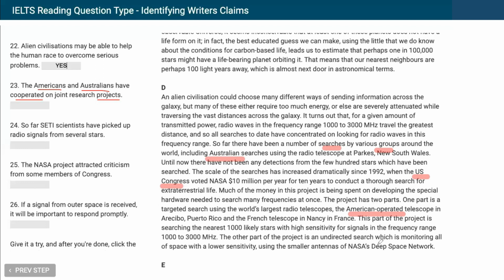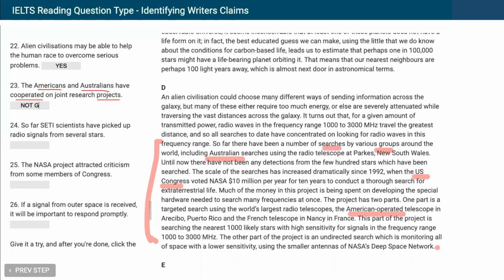And so it takes me to the end of this paragraph here, and all I know is that there are American-operated telescopes. Australia has its own efforts, but there isn't anything telling me that they've cooperated on joint research projects. And I know that this is the correct area. And again, nothing really contradicts the fact that they have cooperated on joint research projects. There isn't anything in this paragraph that says they are enemies or that they don't work together. So in this case, since I can't prove it and I also can't contradict it, I would go ahead and say not given for number 23.